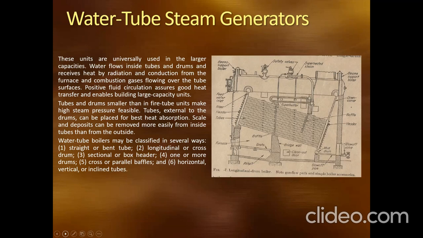So water tubes may be classified in several ways. One, straight or bent tube. Two, longitudinal or cross drum. Three, sectional or box header. Four, one or more drums, so maraming drums. Five, cross or parallel baffles. And six, horizontal, vertical, or inclined tube. So, for example is inclined tube, longitudinal drum boiler. Tapos ang tube niya inclined.